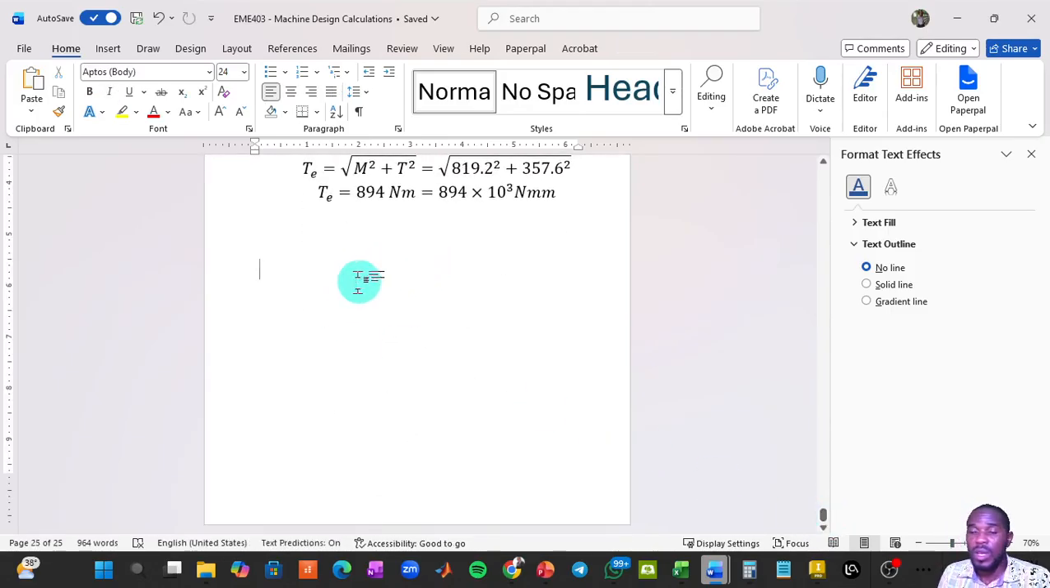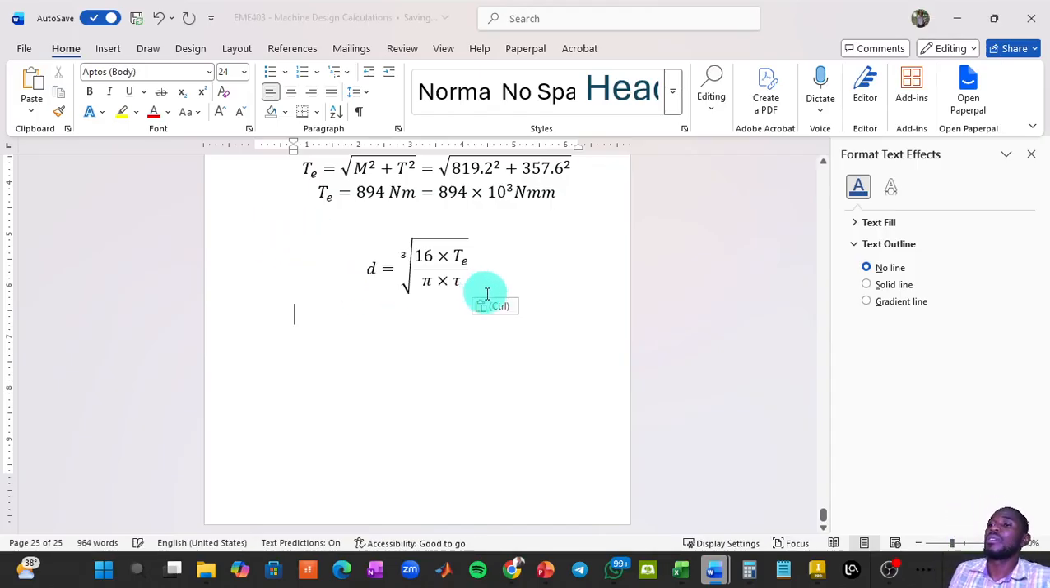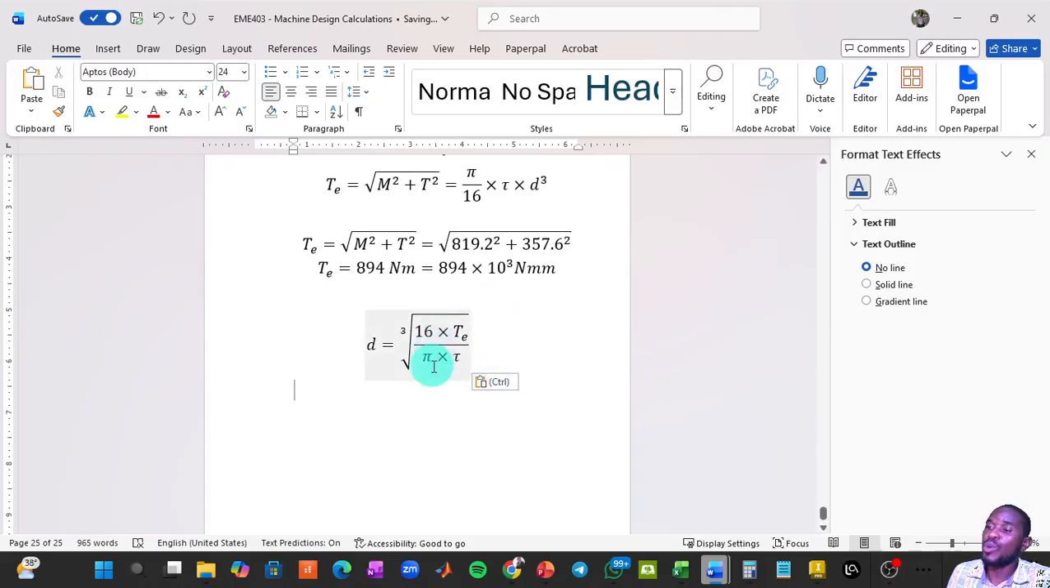Okay, so now D is given by this. We know everything here. We know what our TE is, we just found out. We know pi is a number, and we know tau. Tau was given to us as 42 megapascals. That's 42 Newton per millimeter squared. That's why we do not change that mega to 10 to the power 6, so that we can leave that millimeter value and our diameter in millimeters.